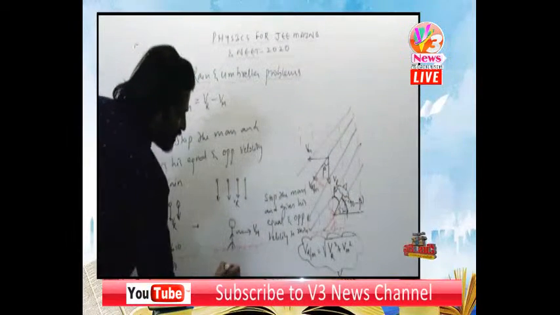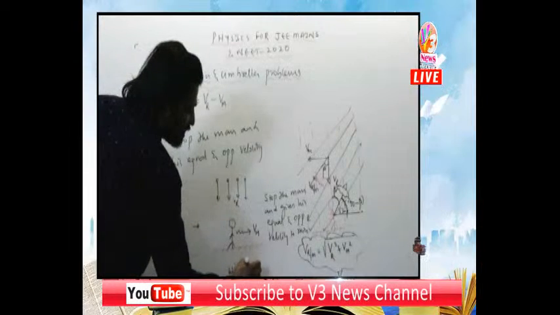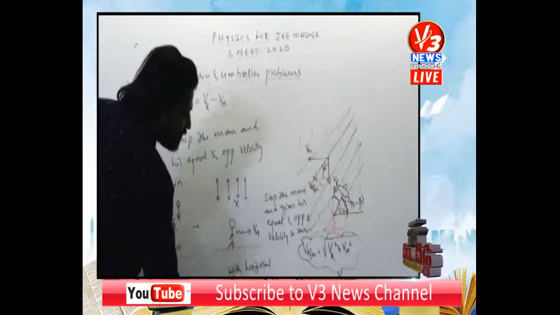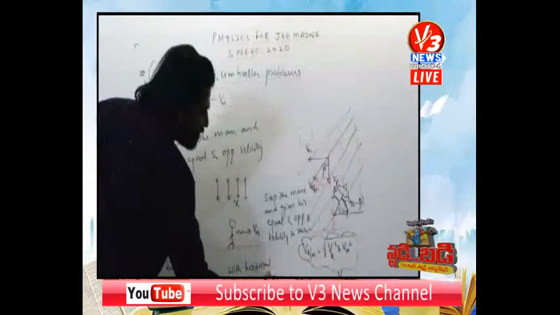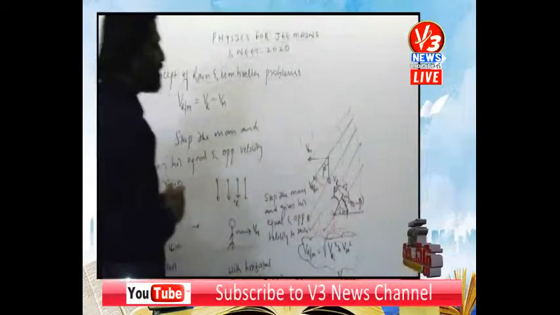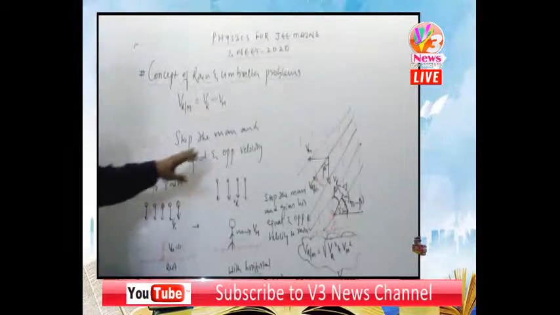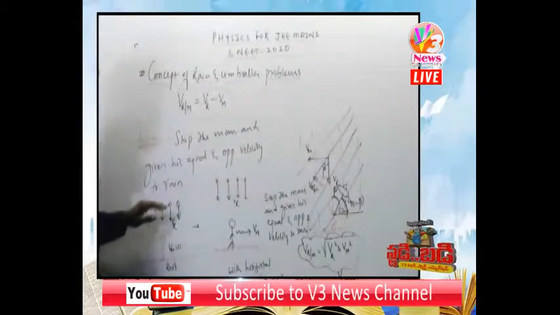So with the horizontal, the angle is 90 minus beta. This is the basic logic which I will be using to do such types of problems: stop the man, give his equal and opposite velocity to the rain.